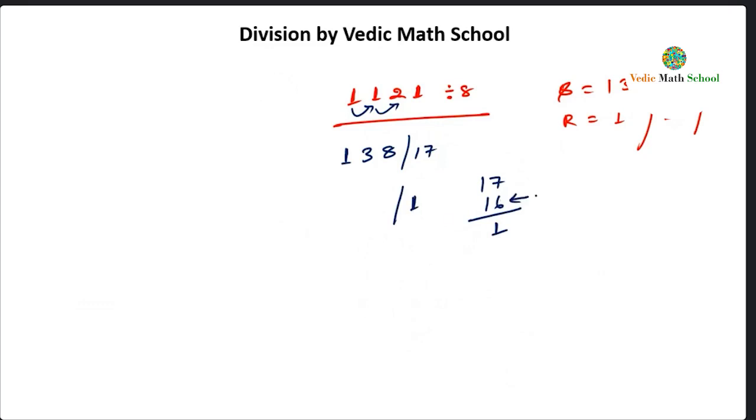And look at this. This is what? 2 times of 8. So we are going to add 2 here. So this number will become 1.